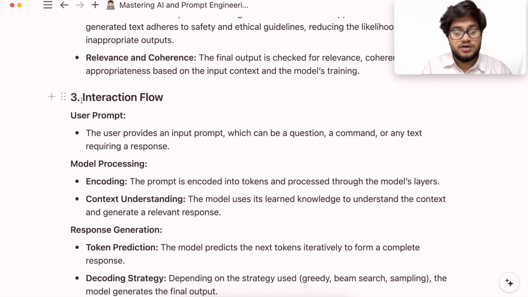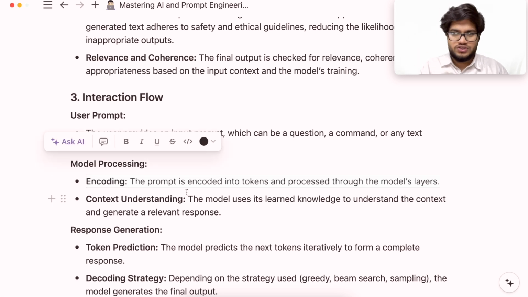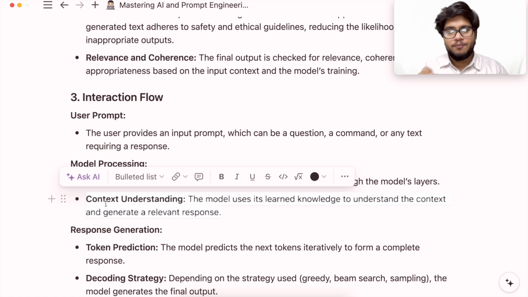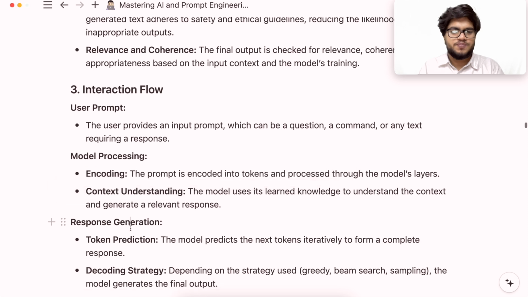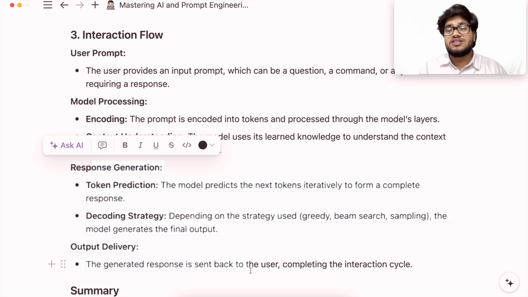Now comes the third part, interaction flow. So how does it happen? User prompt. The user provides an input prompt which can be a question, a command, or any text requiring a response. You can search anything, you can tell ChatGPT to do something, to memorize something, or it could be in the form of a question. Now model processing, encoding. The prompt is encoded into tokens and processed through the model's layers. Context understanding. The model uses its learned knowledge to understand the context and generate a relevant response. Now response generation is done through token prediction and decoding strategy, and then output delivery is done.